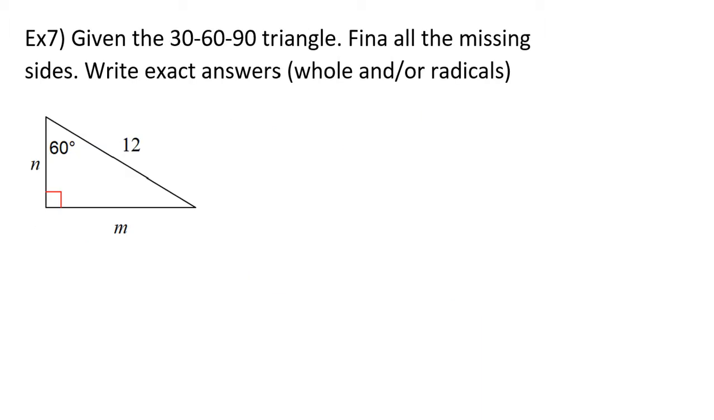Example 7, given a 30, 60, 90 triangle, find all the missing sides. Write exact answers, whole numbers and/or radicals, just depending on the problem. And just like before, I would ignore these variables at the moment, and I would set up my own triangle like so. And if this is 60, that means this one has to be 90. And therefore, if we use our reference triangle, across from the 30 is going to be our x, across from the 60 is x square root 3, and across from the 90 is 2x.